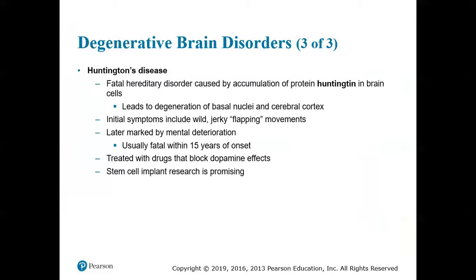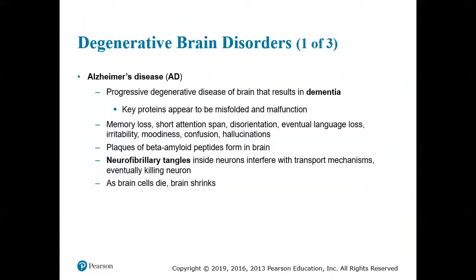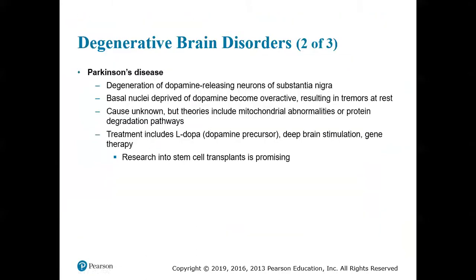Huntington's disease. This is largely genetic. It's a fatal hereditary disorder caused by accumulation of the huntingtin protein in brain cells. So Huntington's disease has a protein issue. Alzheimer's has a protein issue. Parkinson's has a dopamine issue.